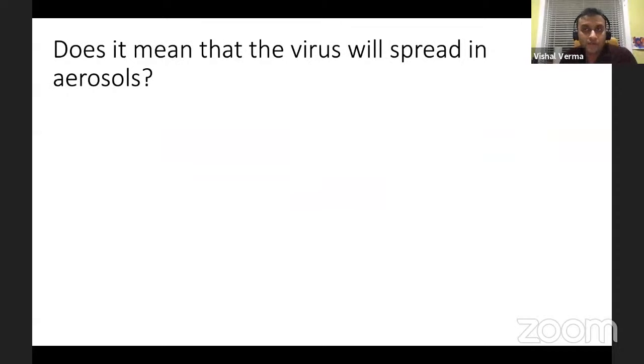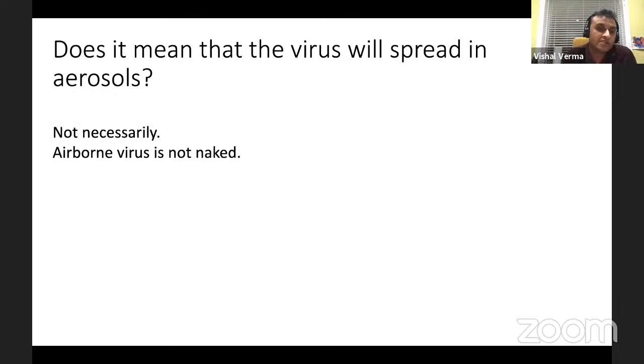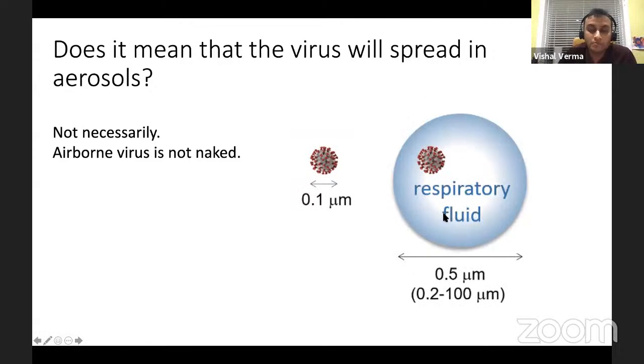So we see that the size of the virus is very small, like 0.1 micrometer. Does it mean that it will spread only through the aerosol? Not necessarily, because when someone sneezes or coughs, this virus is not naked, meaning it doesn't come out by itself. It is always in a big particle where the virus is sitting, which is around 0.1 micrometer, but it's in this respiratory fluid, which can go from about 0.5 micrometer up to around 100 micrometer.